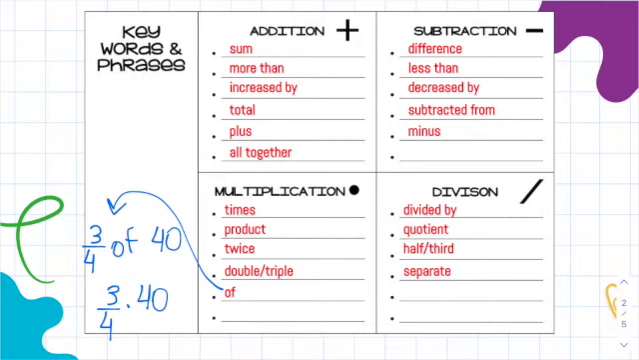And finally, division. Obviously, you can have divided by. Quotient is a very important word. Quotient is the result of a division. Half means to divide by 2. Third means to divide by 3. And separate sometimes can also be used in different contexts. Just very quickly, these words that I'm highlighting, difference, product, and quotient, are very important key words in math, all right? So you guys have to know that difference means subtraction, product means multiplication, and quotient means division.